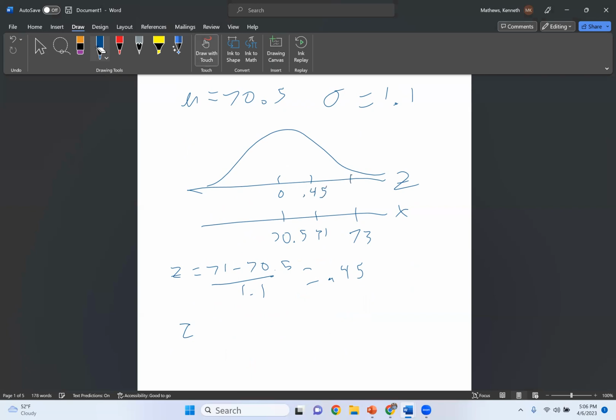Now we have to find our z-score for 73. So for 73, it's going to be 73 minus 70.5 divided by 1.1. And that's equal to, I'm doing it on my calculator right now, 2.27.